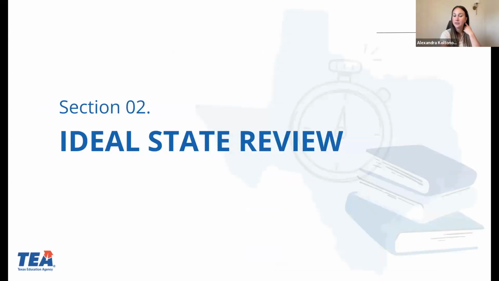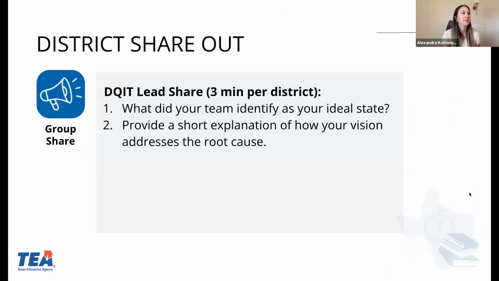We're going to jump into section 2 now and do a brief review of the ideal state discussions that you all had. So similar to what we did with the root cause, we are just asking each team lead, or just everyone, just pop in and share, what did your team identify as your ideal state? And then if you can provide a short explanation of how your vision or your ideal state addresses the root cause that you identified.